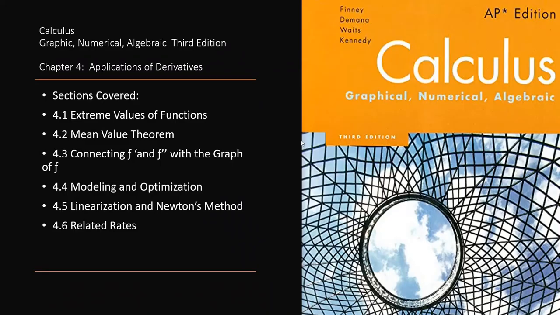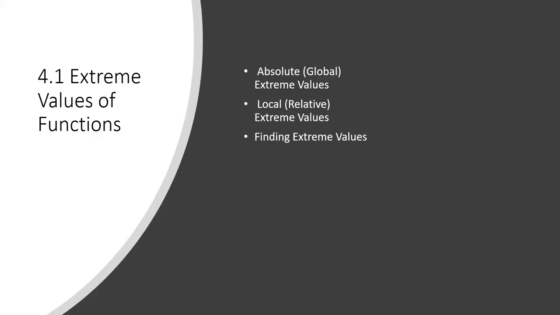Today we will be covering chapter number 4, Applications of Derivatives. We'll be covering sections 4.1 through 4.6, where we will be talking about extreme values of functions, the mean value theorem, connecting f prime and f double prime with the graph of f, modeling and optimization, linearization and Newton's method, as well as related rates. So starting off here with section 4.1, we will be talking about extreme values of functions.